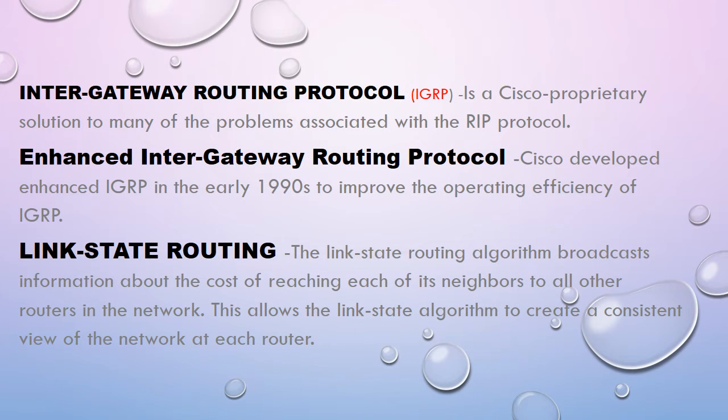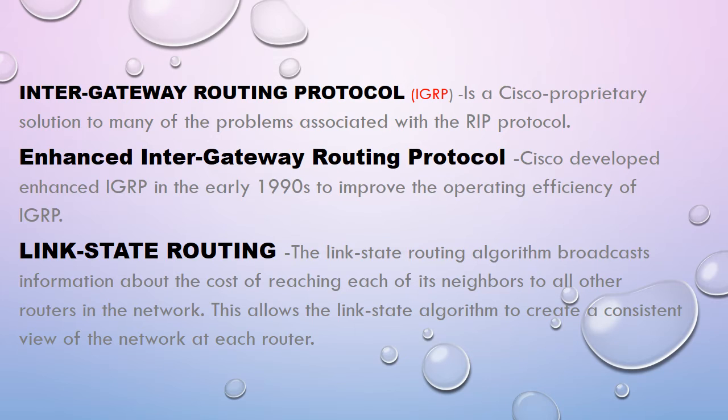Interior Gateway Routing Protocol is a Cisco proprietary solution to many of the problems associated with the Routing Information Protocol. Enhanced Interior Gateway Routing Protocol. Cisco developed Enhanced Interior Gateway Routing Protocol in the early 1990s to improve the operating efficiency of Interior Gateway Routing Protocol.